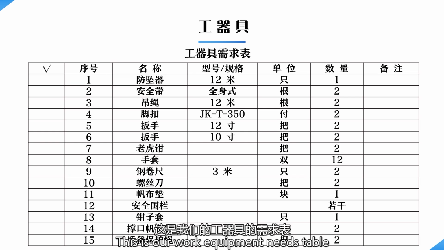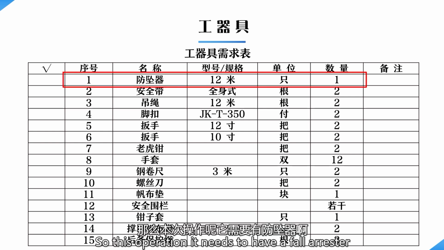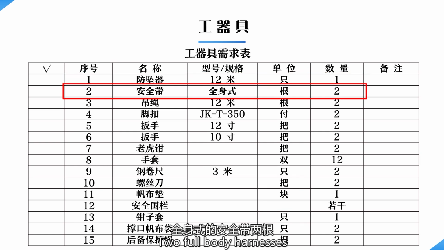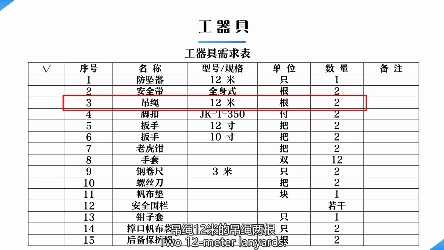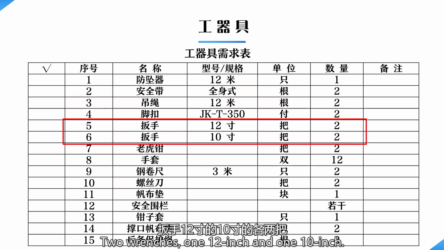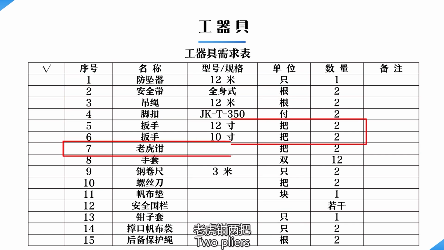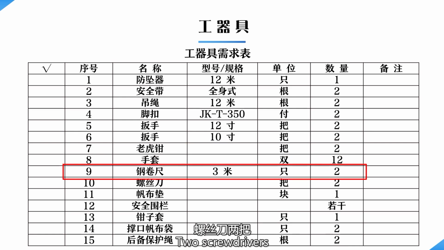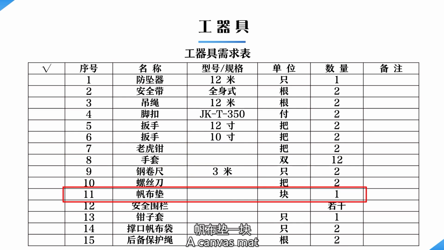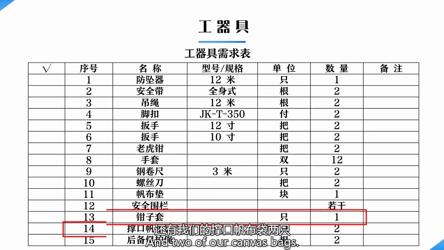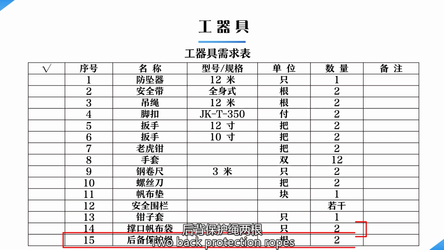This is our work equipment needs table. This operation needs a fall arrestor; we need a 12-meter fall arrestor, 1 safety belt, 2 full body harnesses, 2 12-meter lanyards, 2 pairs of foot buckles, 2 wrenches, 1 12-inch and 1 10-inch, 2 pliers, a number of gloves, 2 steel tape measures 3 meters, 2 screwdrivers, a canvas mat, a number of safety fences and a corresponding pliers set, and 2 canvas bags, 2 back protection ropes.